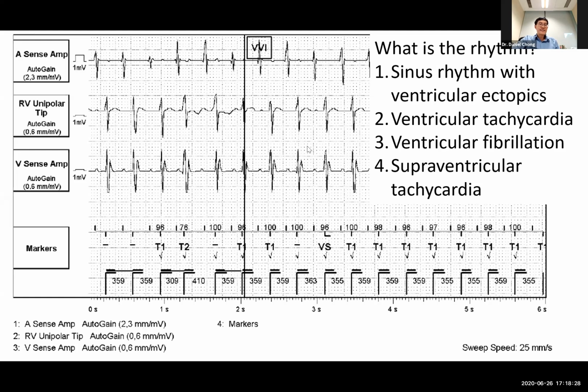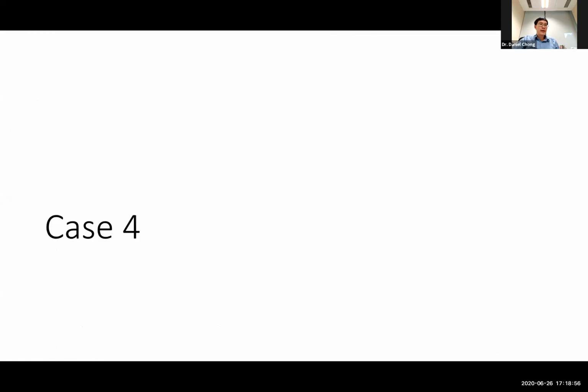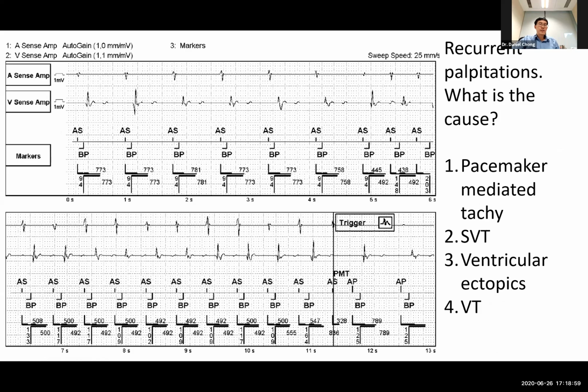So I would say that this is supraventricular tachycardia because it's a one-to-one AV relationship. And if you look at the marker channels, the tick indicates that the morphology is consistent with the sinus morphology template. So I would say that this would be more consistent with the supraventricular tachycardia. It's definitely not VT or VF. I think most people got that right. Okay, let's go on to this one, which is also quite straightforward, I think.